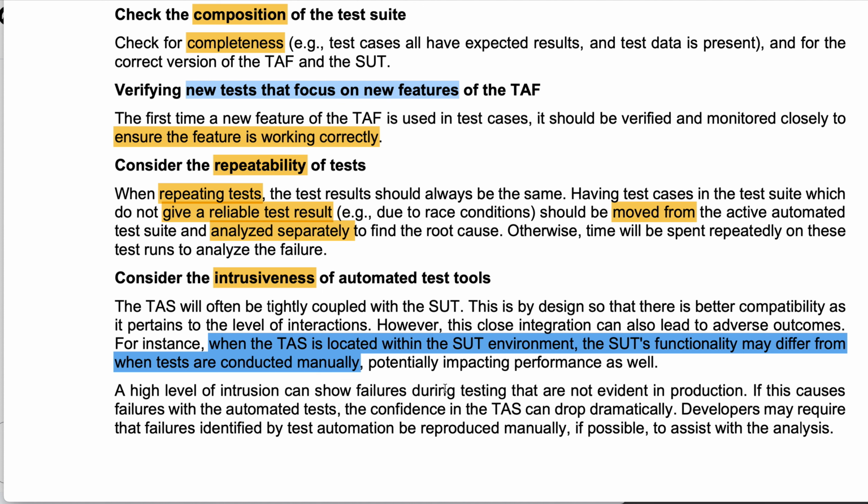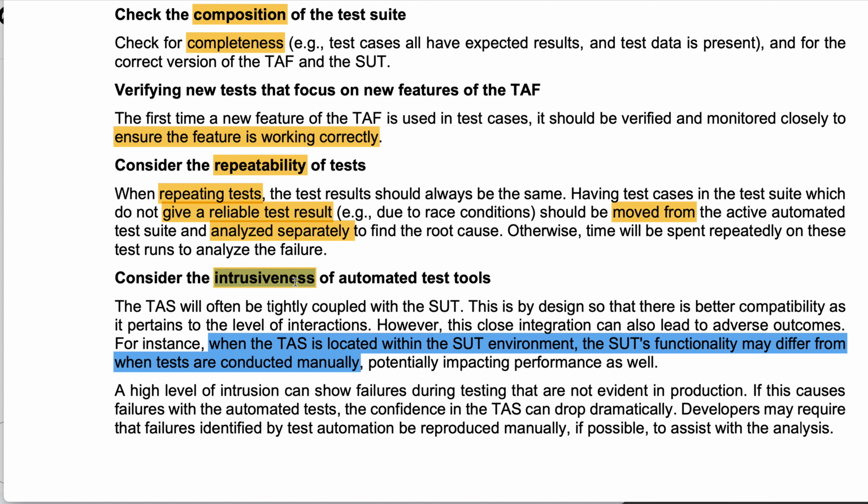Consider the repeatability of tests. When repeating tests, the test result should always be the same. Test cases in the test suite which do not give a reliable test result should be removed from the active automated test suite and analyzed separately. For example, due to race conditions, we need to detect the root cause. Otherwise, time will be spent repeatedly on these test runs to analyze the same failure.